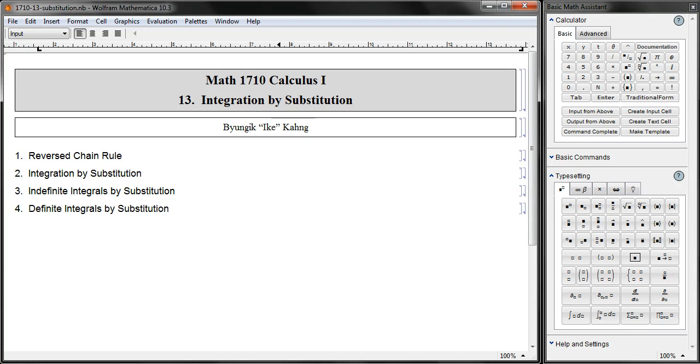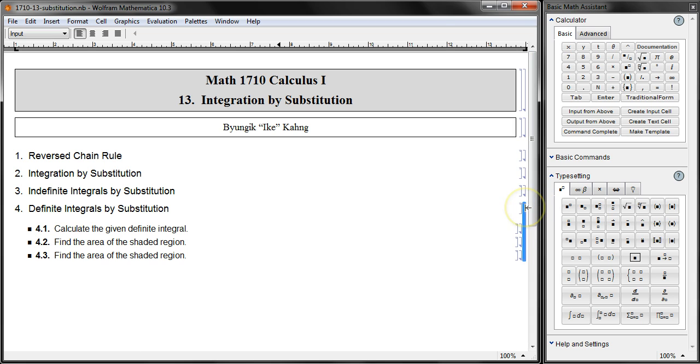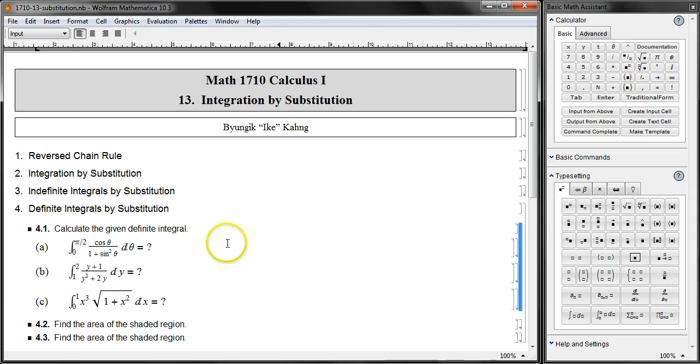The final topic of Module 13 is definite integrals by substitution. Now this is a rather significant topic in Calculus 2 and in Calculus 3 even more so, but here in Calculus 1 not very much, so we're going to treat it rather lightly here. The reason this is not very much of a deal is because of the fundamental theorem of calculus.